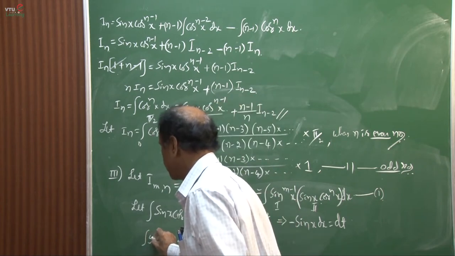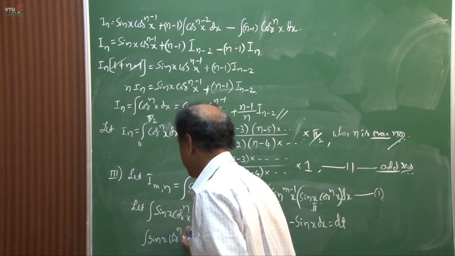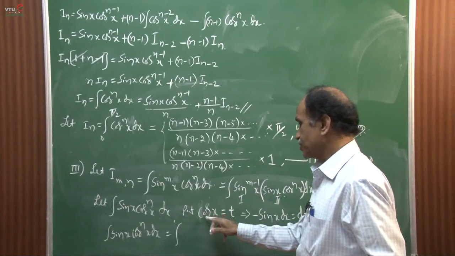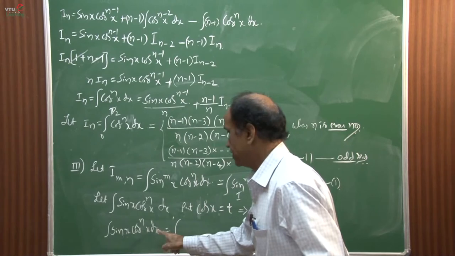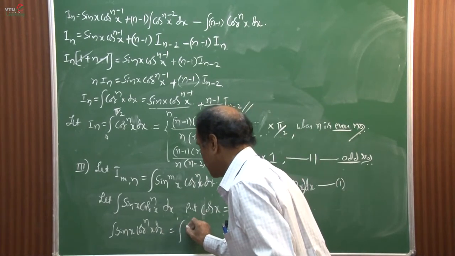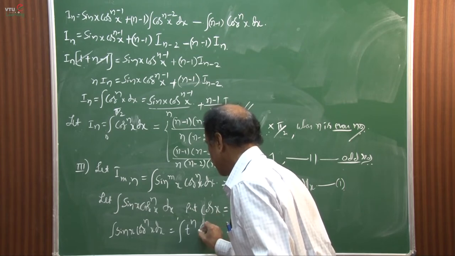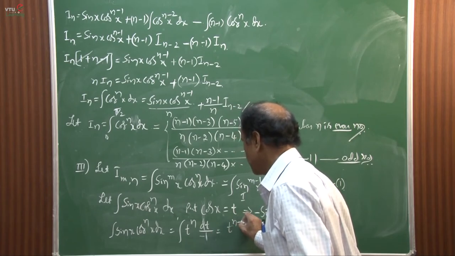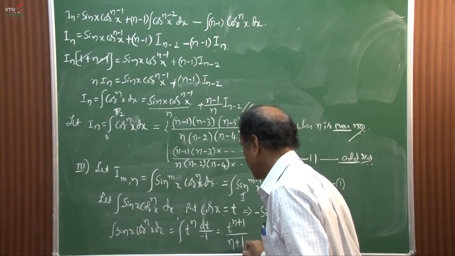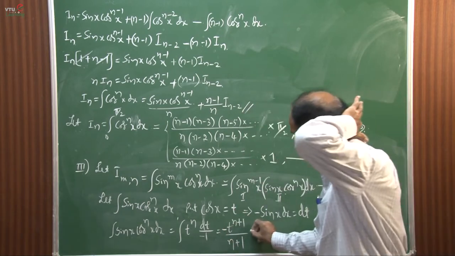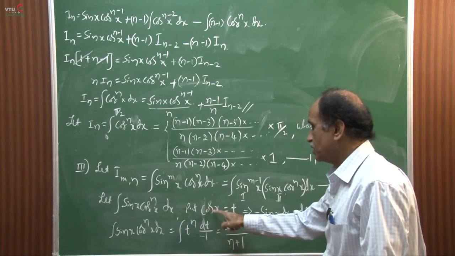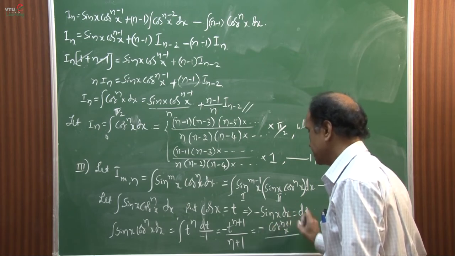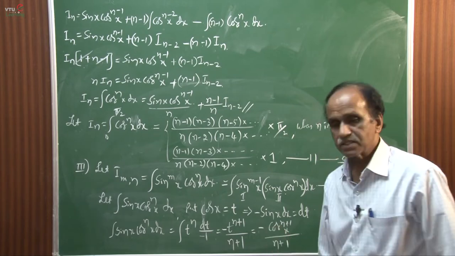Integration of sin x into cos to the power n x dx is equal to integration. For what have we taken the substitution? Cos x is t, and sin x dx we have taken as minus dt. Then t to the power n and dt, with the value minus 1. This is equal to t to the power n plus 1 divided by n plus 1, along with the minus. Then what is the final form? Minus of t, right, back in the form of the same function, that is cos to the power n plus 1 x divided by n plus 1.